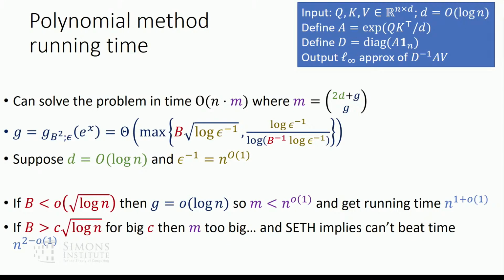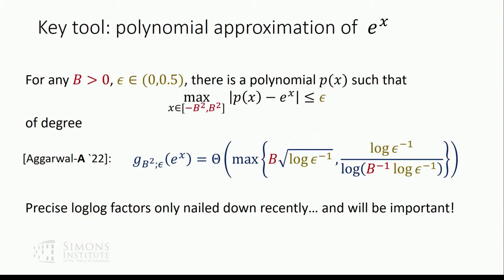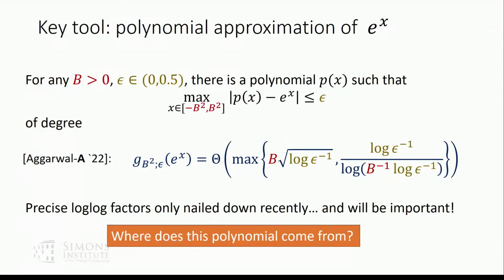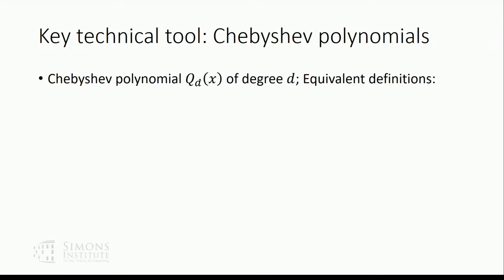So I think I have like 10 minutes left, let me talk a little bit about where this degree actually comes from, because it's kind of the powerhouse behind the whole algorithm, and I just claimed it without telling you anything about it. Great, so I told you there's a polynomial of degree this for approximating e to the x. Where does it come from? The main idea is to make use of a nice family of polynomials called Chebyshev polynomials. This is a family of polynomials, like for any degree d, there's a dth Chebyshev polynomial. They have lots of equivalent definitions.